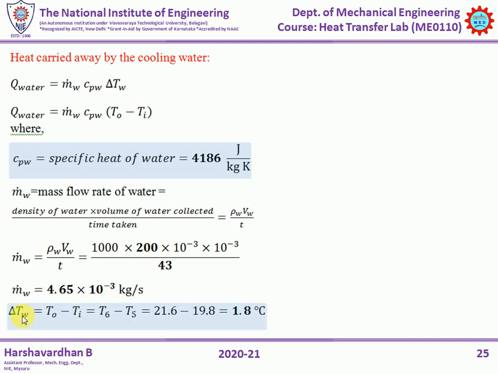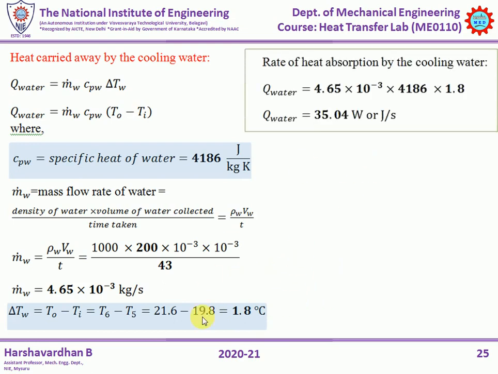And by taking the difference between the water outlet temperature and inlet temperature, that is the difference between the T6 and T5 thermocouple readings, we noticed that there is a temperature gain of 1.8 degrees centigrade for the flowing water. These three values can be substituted in the m Cp delta T equation, and we can calculate that the heat absorbed by the water is 35.04 watts, or in other words, in 1 second the flowing water is going to absorb 35.04 joules of heat from the upper surface.